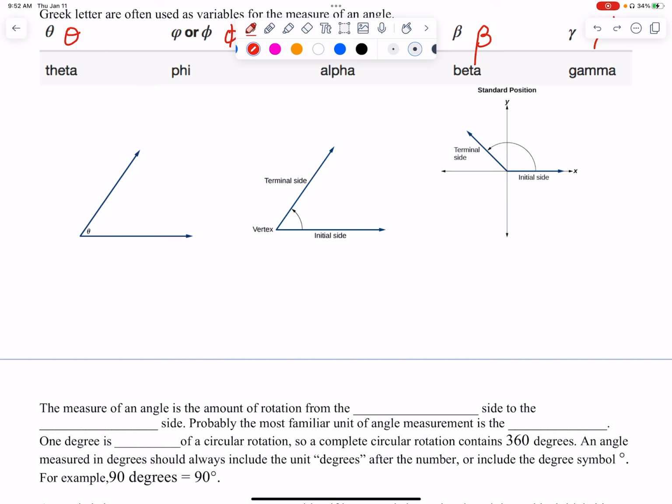So the measure of an angle is the amount of rotation from the initial side. So look at the picture right there in the middle. That's the starting side, where we start, to the terminal side. And that's where it ends, terminal meaning end. Probably the most familiar unit of angle measurement is the degree.